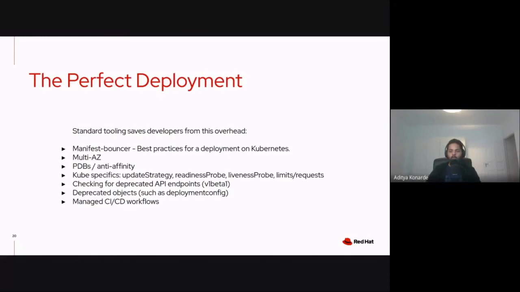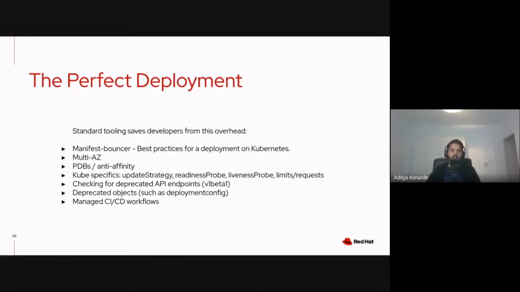So Manifest Bouncer, which I previously mentioned, is a best practice tooling for deployments on Kubernetes. And with this Manifest Bouncer gating check, we ensure that all of our deployments that are getting through to production are of the highest quality possible.